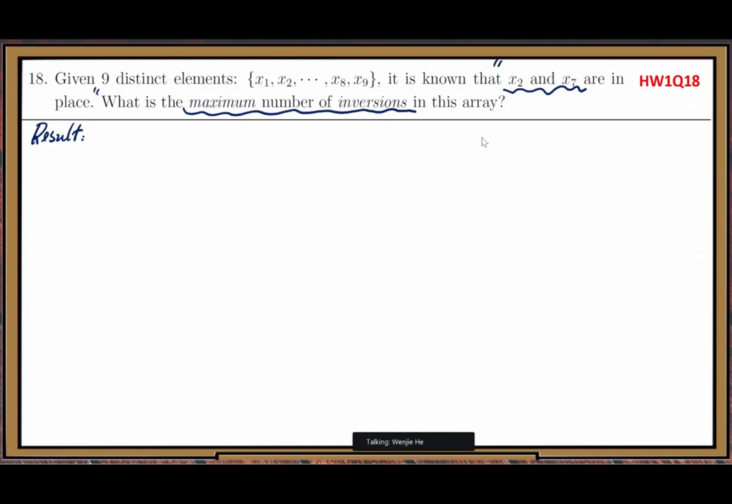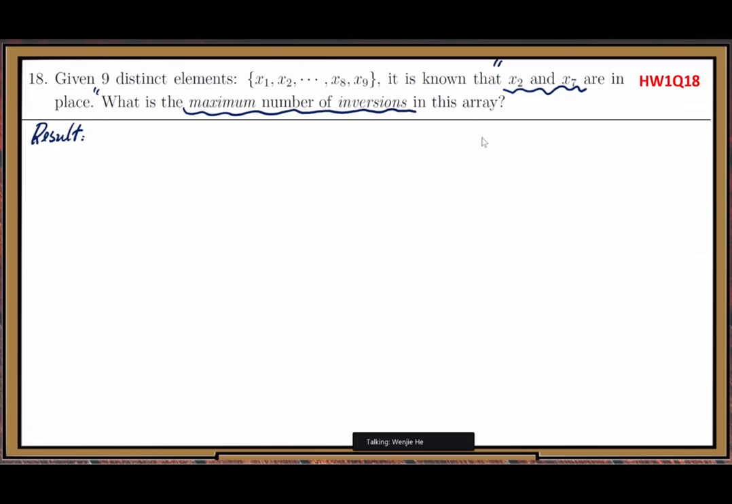This follows the problem-solving golden rule I mentioned: we can modify the original problem to make it easier for us to solve. But that's our first round try. Here, in our first round, we do not consider the given condition x2, x7 in place. So let's ignore this condition. What is the maximum number of inversions?